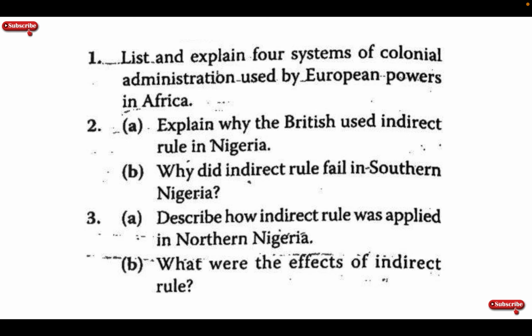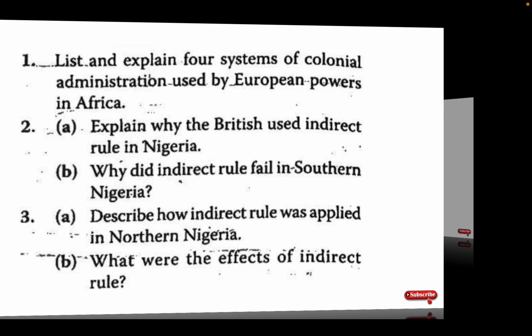Question 1. List and explain 4 systems of colonial administration used by European powers in Africa. 2a. Explain why the British used indirect rule in Nigeria. 2b. Why did indirect rule fail in southern Nigeria? 3a. Describe how indirect rule was applied in northern Nigeria. B. What were the effects of indirect rule?